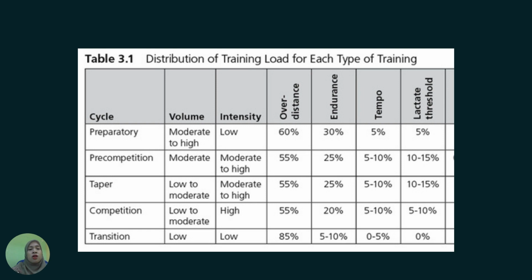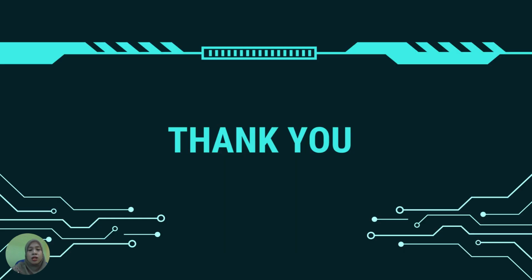So, the distribution of each type of training. For volume, the preparatory phase is moderate to high, pre-competition is moderate, taper is low to moderate, competition is low to moderate, and transition is low. For intensity, low is recommended for the preparatory phase, moderate to high is recommended for pre-competition, taper is moderate to high, the competition phase is high intensity, and transition is low intensity. So that's all from me.